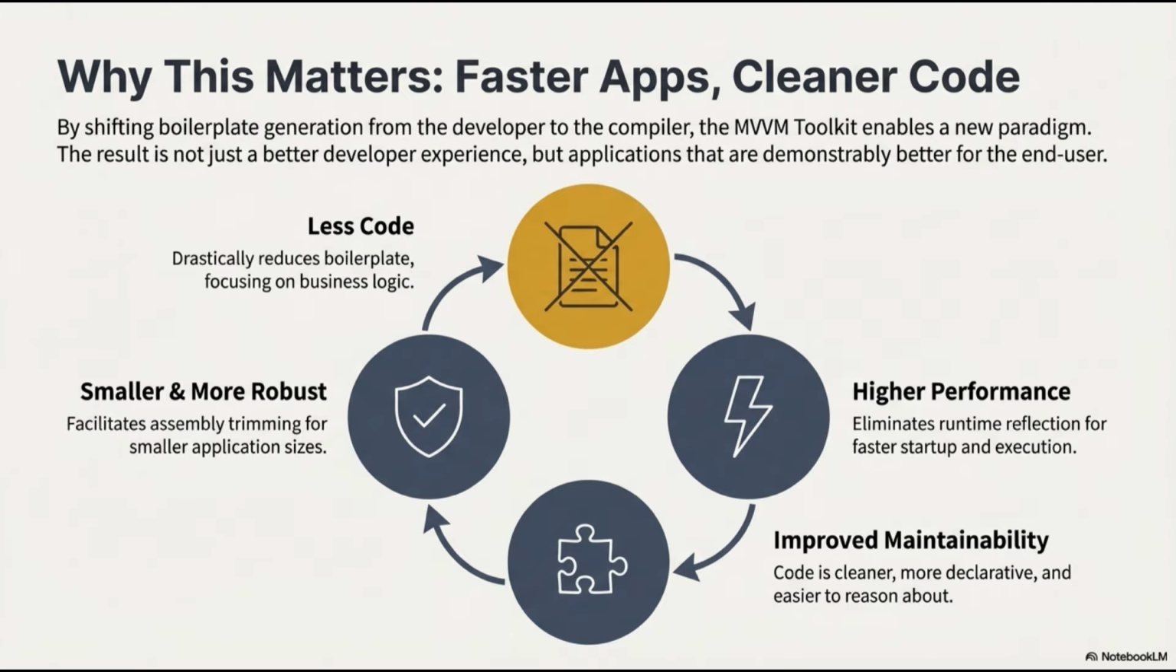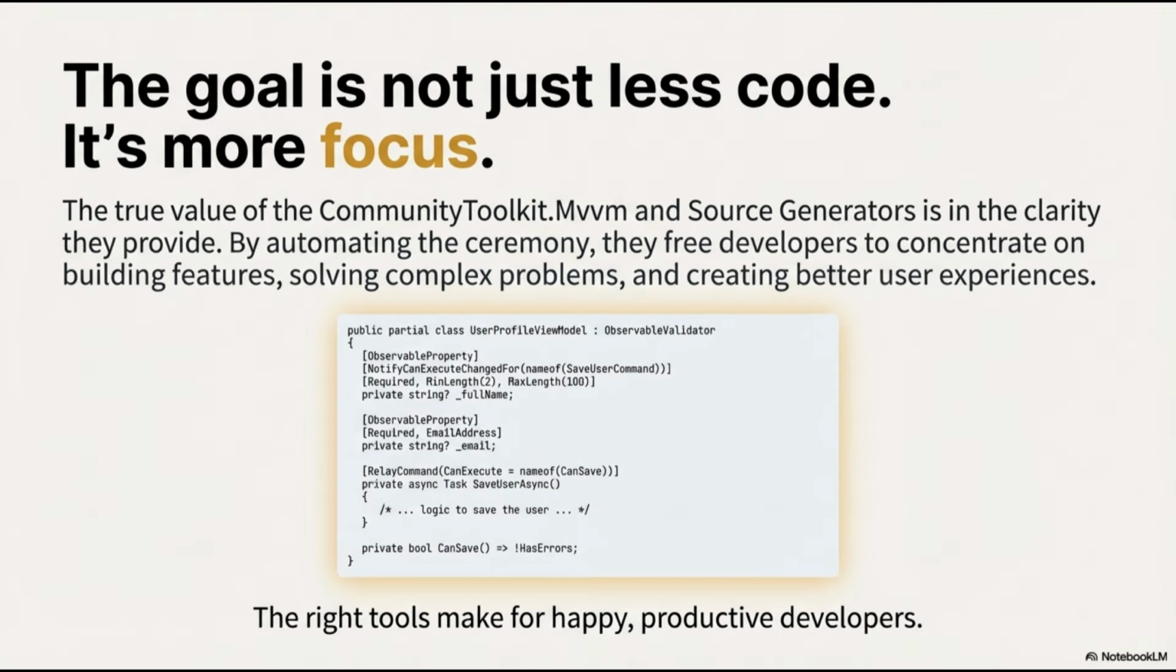By shifting boilerplate generation from the developer to the compiler, the MVVM Toolkit enables a new paradigm. The result is not just better developer experience, but applications that are demonstrably better for the end user. This reduces the code, it makes it smaller and more robust. It improves the performance and also improves the maintainability of the code. The code is much cleaner, more declarative, and easier to reason about. Source generators are the final piece of the productivity puzzle we have been building over the last few weeks. If you haven't watched the videos from my previous weeks, please do check them out. If you aren't using the Community Toolkit yet, you are working harder, not smarter.